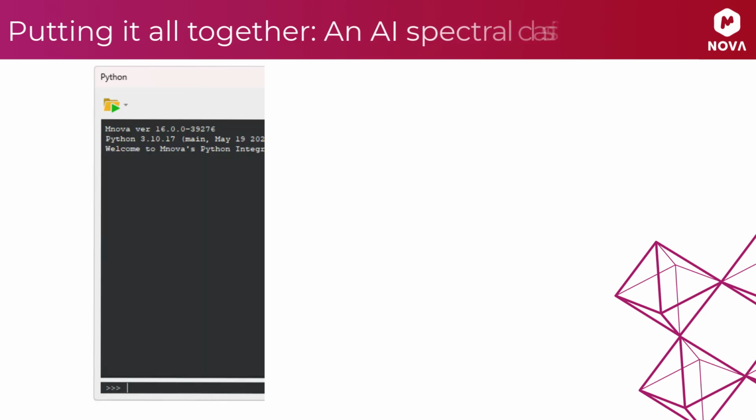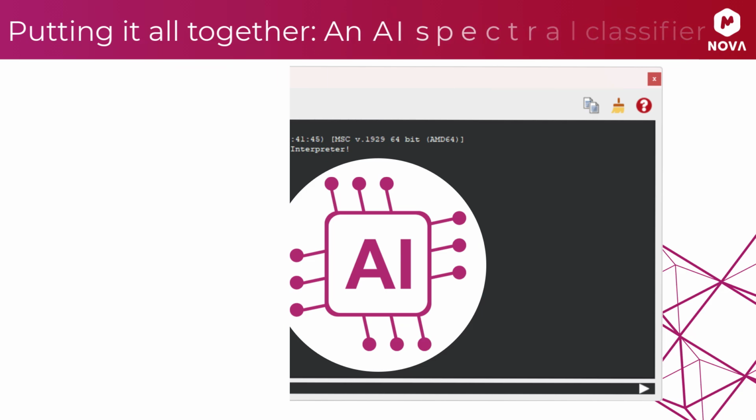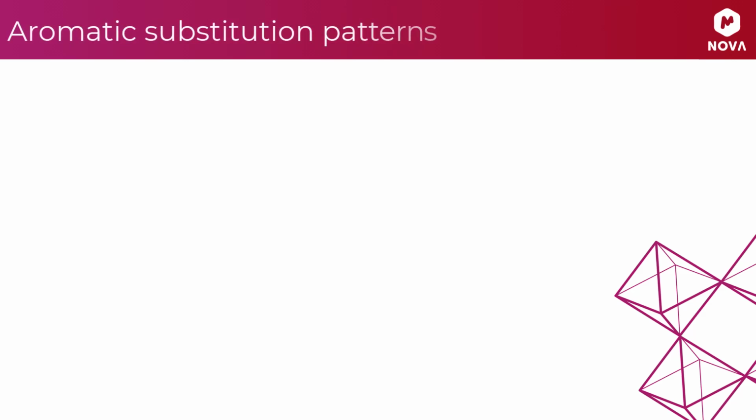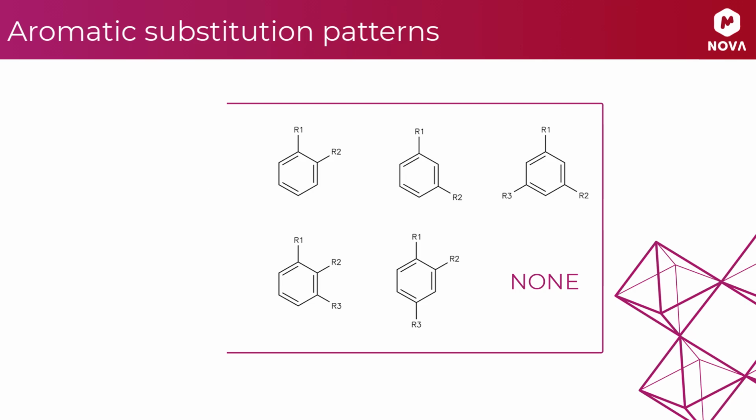In the final episode, we will put together all the things we have learned to train and use an AI model. So let's take a sneak peek at that now, so we can see what we are working towards over the coming episodes. The project we're going to work on aims at recognizing different aromatic substitution patterns of the type we see here, where we see 1 to 3 substituents around a benzene ring. We're going to use an AI model that can recognize which one we have.